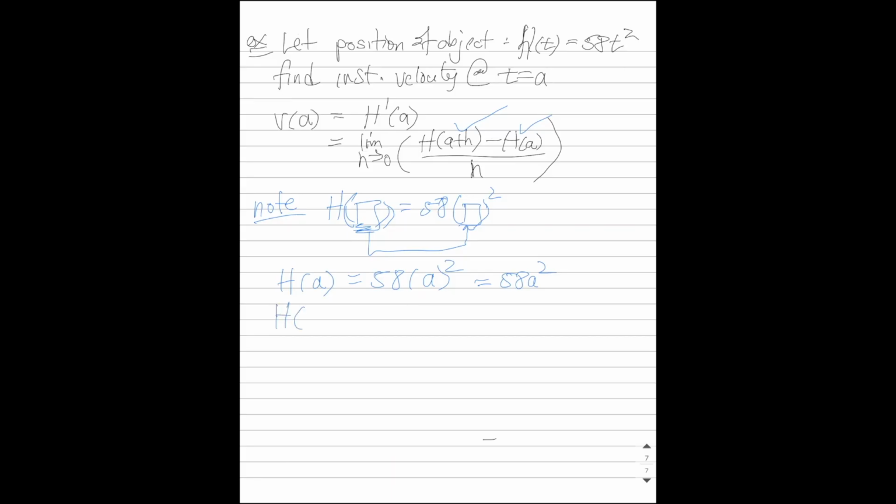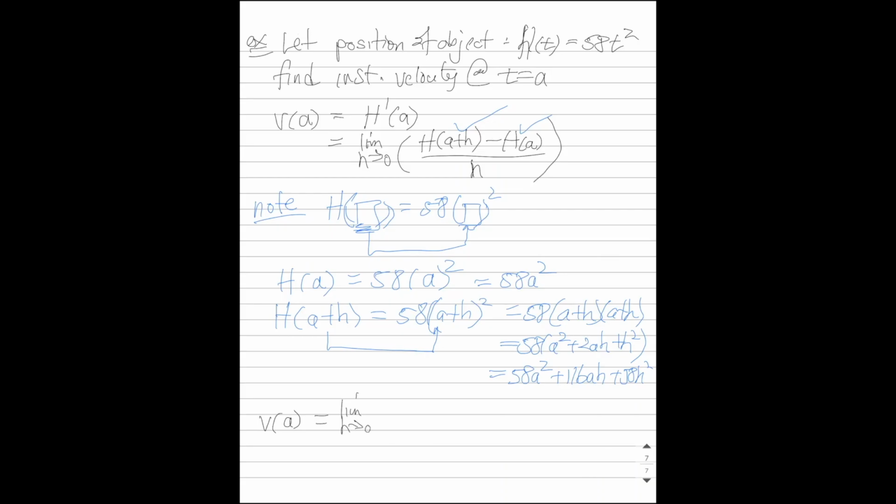But the big H of little a plus h usually gives students a lot of trouble. So it's a plus h, the whole thing goes in the bracket and then gets squared. And so that means it's going to be a plus h times itself. You're going to get a squared plus 2ah plus h squared. You have to make sure you're using the rules of algebra correctly. You'll get 58a squared, 116ah plus 58h squared.